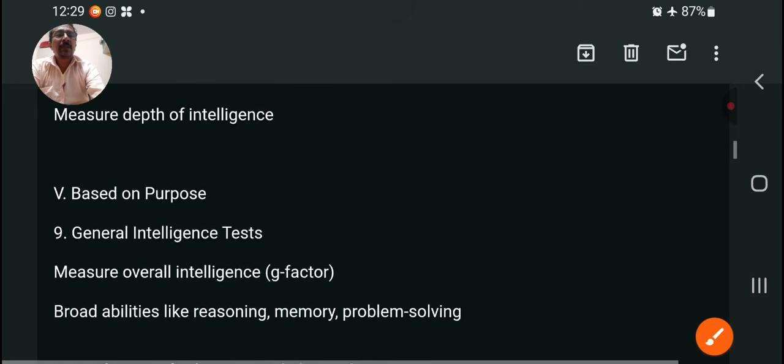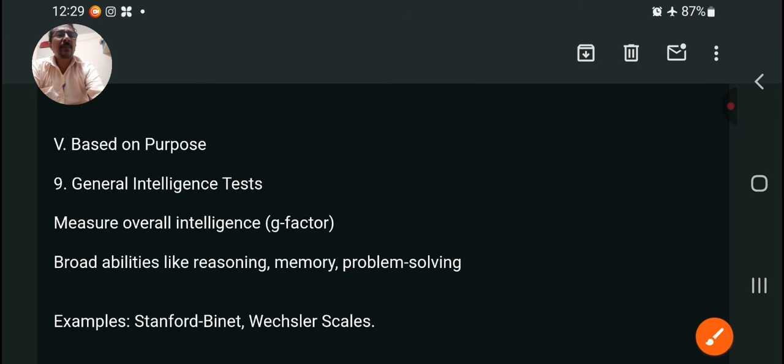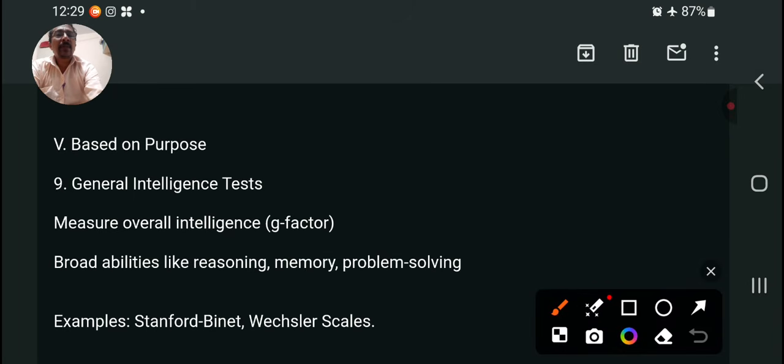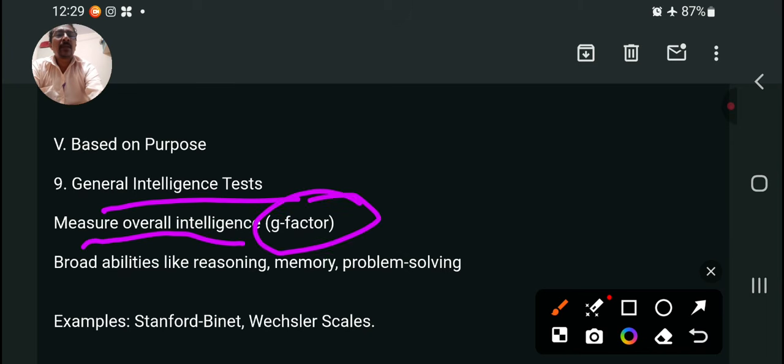Then based on purpose. Ninth one, general intelligence test. It measures overall intelligence, the G factor, and broad abilities like reasoning, memory, problem solving. Example: Stanford-Binet and Wechsler scales. These are the general intelligence tests.